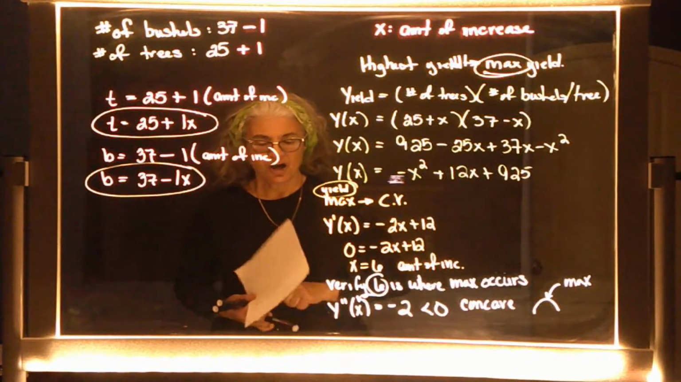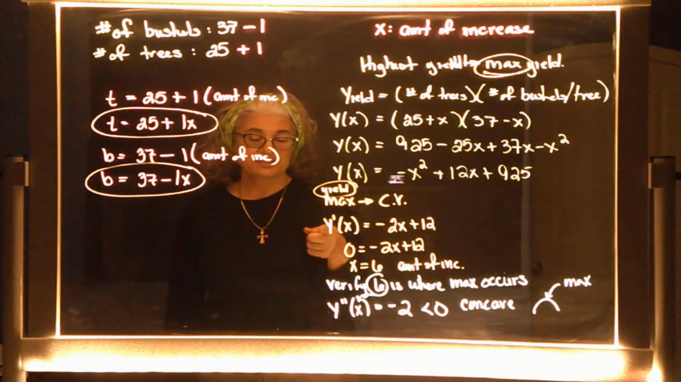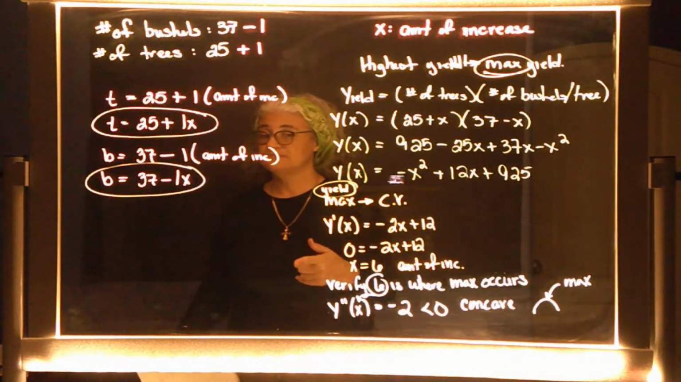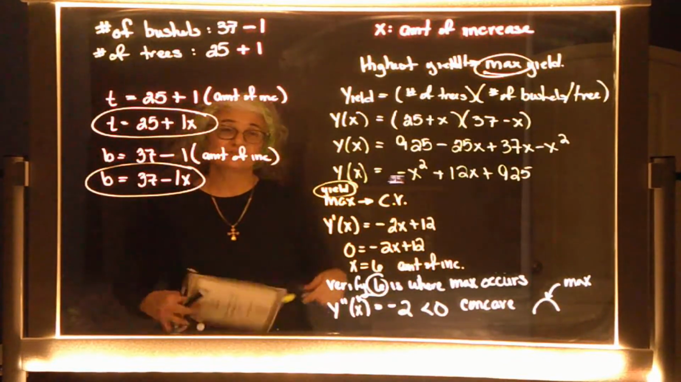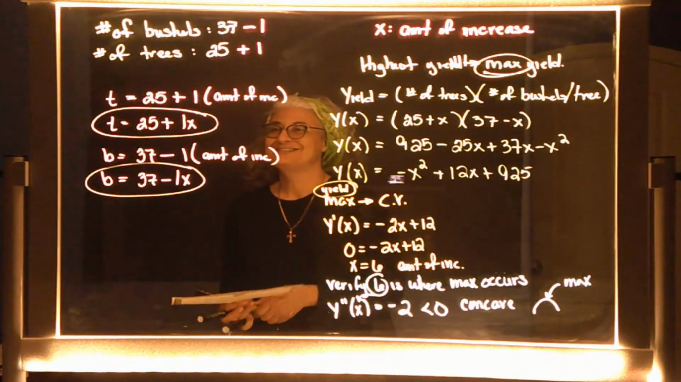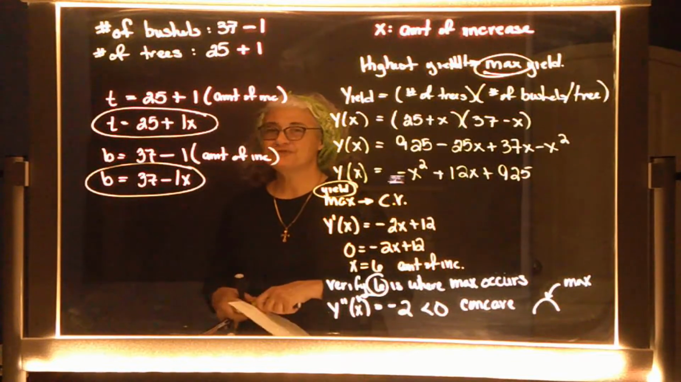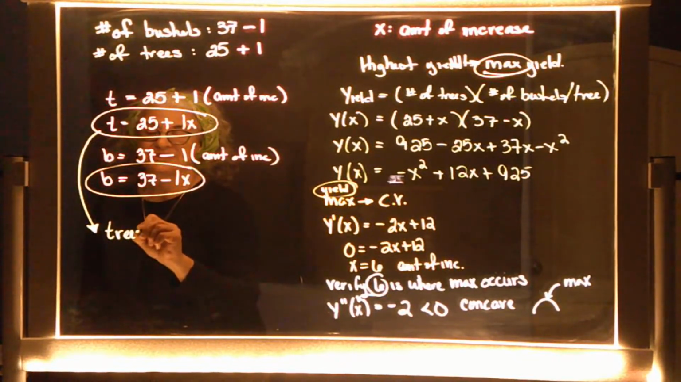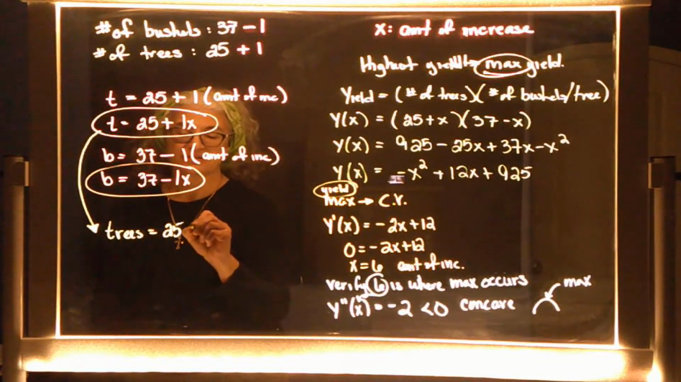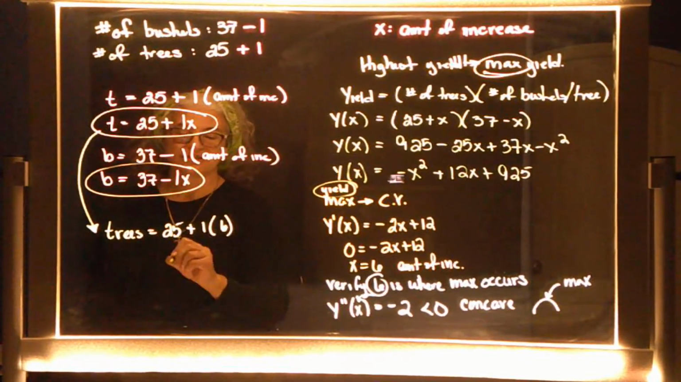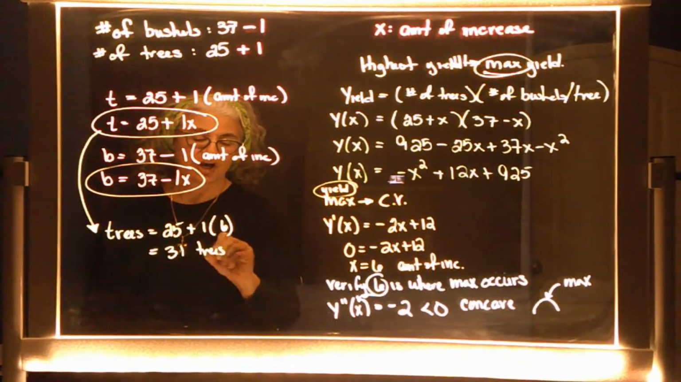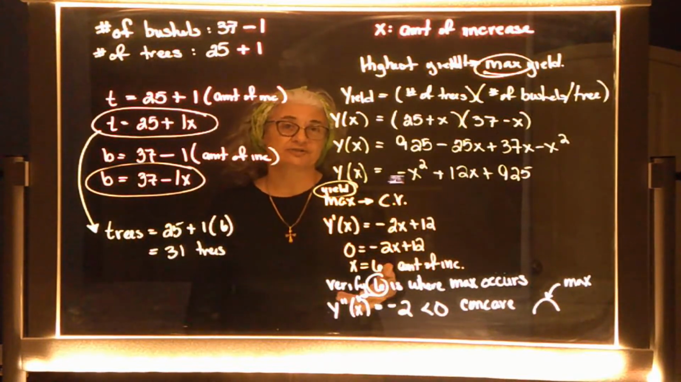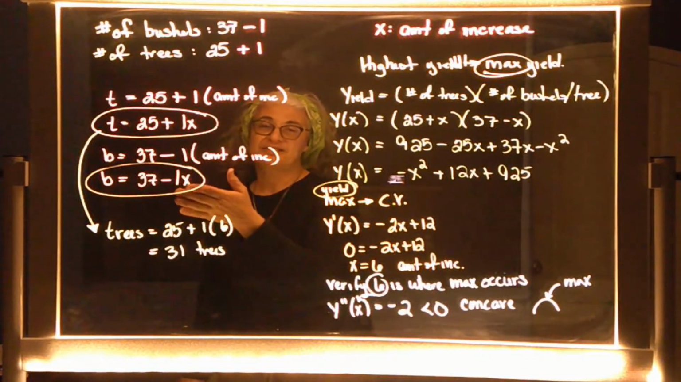Good? All right, now, the question is, in order to get the highest yield, how many trees should be planted on an acre? Well, let's go back to our tree function, or our tree equation. So, we got that the number of trees was represented by this equation. The number of trees was equal to 25, which was their base, plus 1 times the amount of increase. So in this case, they should plant 31 trees on the acre in order to get the maximum amount of yield.